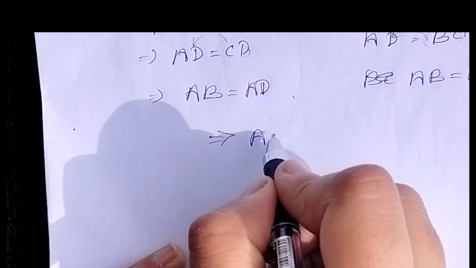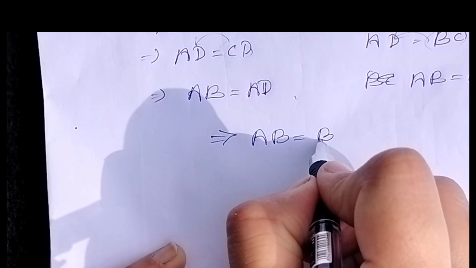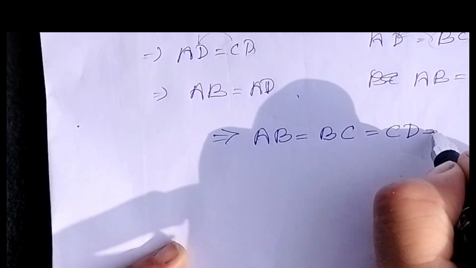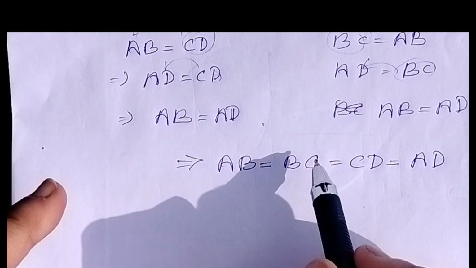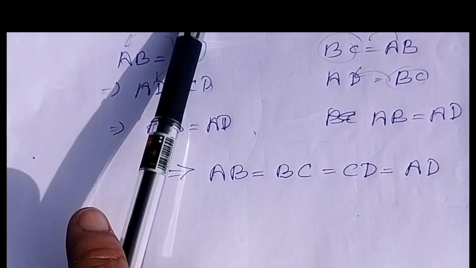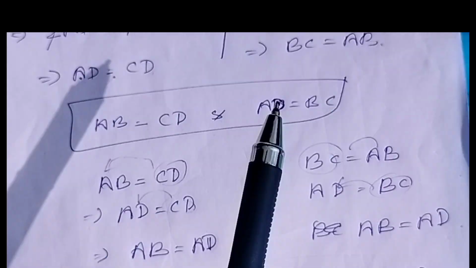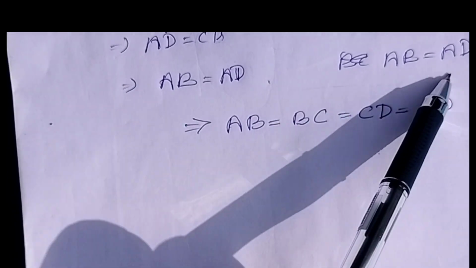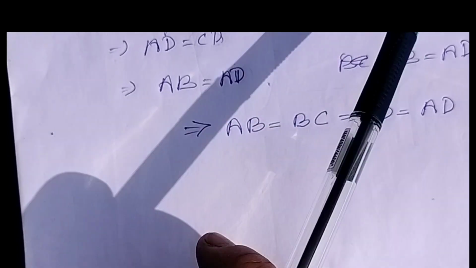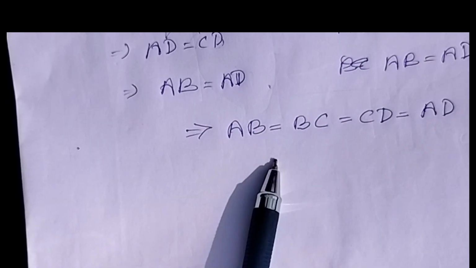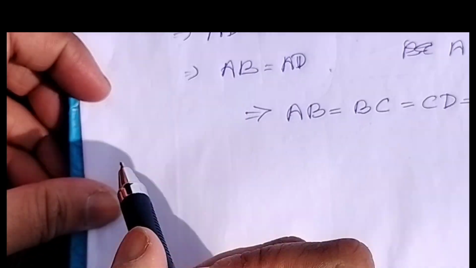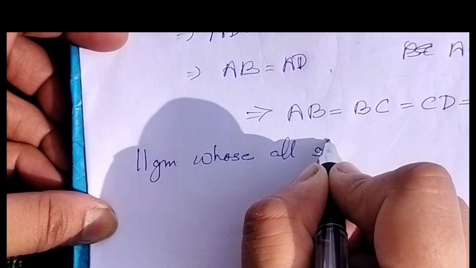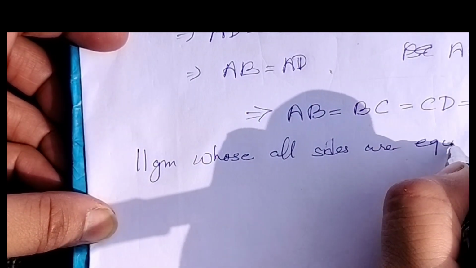Since AB is also equal to BC, and BC is also equal to CD is also equal to AD, we can write from here that all the sides are equal. We already know that two opposite sides of a parallelogram are equal, but from the equation what we got is AB is also equal to AD. So we can write AB is equal to BC, BC is equal to CD, and what we know is that a parallelogram whose all sides are equal is a rhombus.